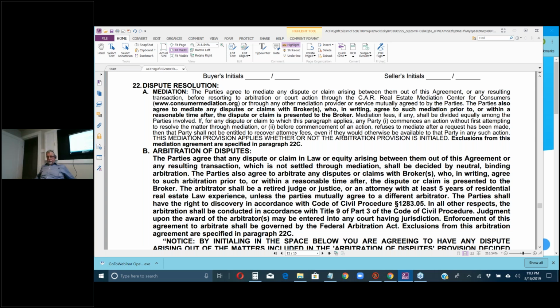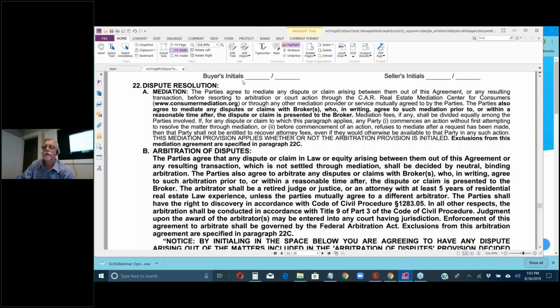Anyhow, the difference is if initialed here, arbitration results are binding. That means you cannot appeal it in a court. That's the difference. It'll be binding. But all of these would go to arbitration in Santa Clara County anyhow.